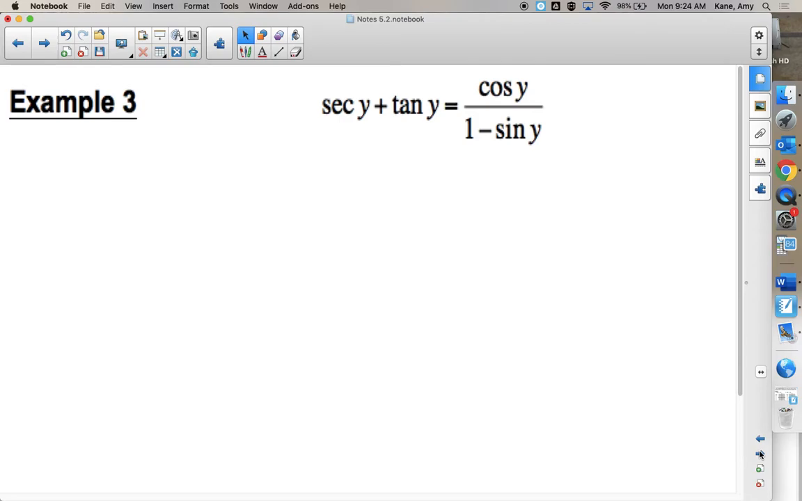Alright, see if you can pick a side. I'm going to show you how both sides work. But choose a side. Maybe you see what you could do with the right side instead of the left side. We'll go through both ways. Yes, for the right side.